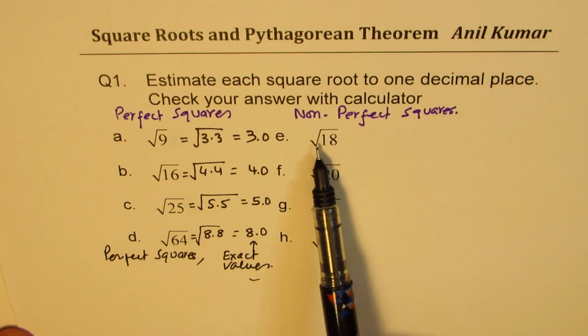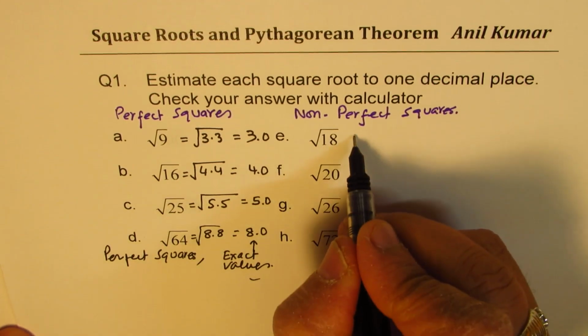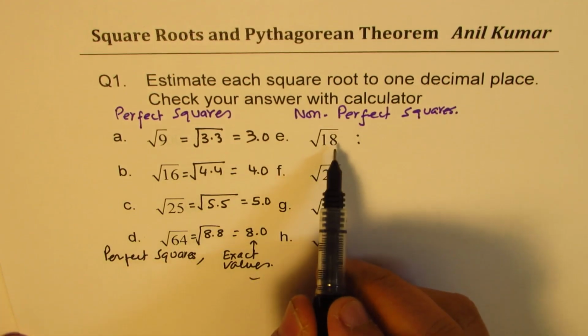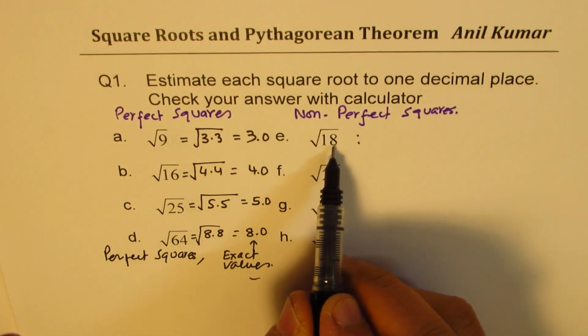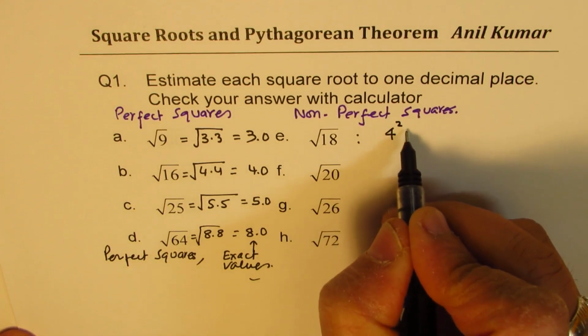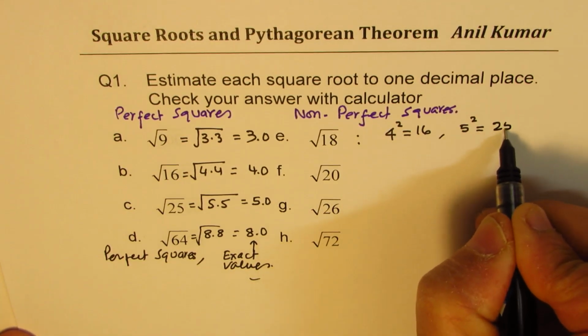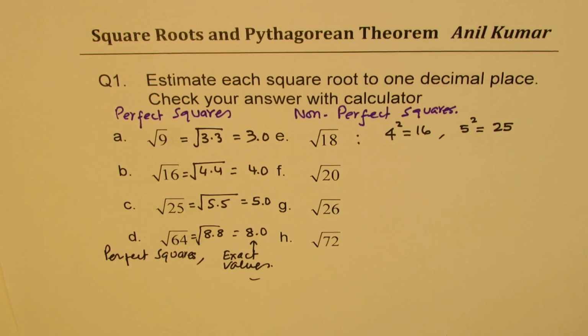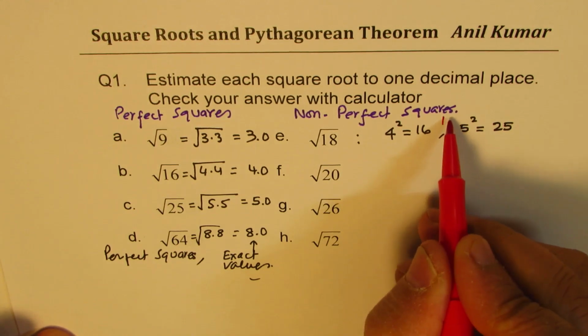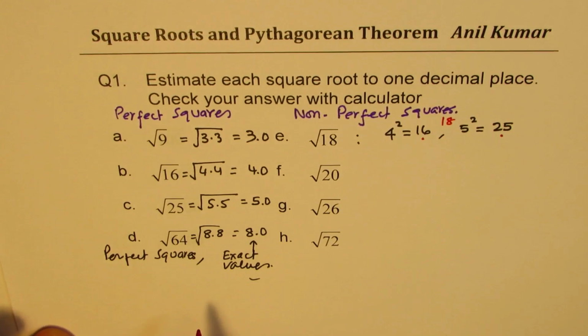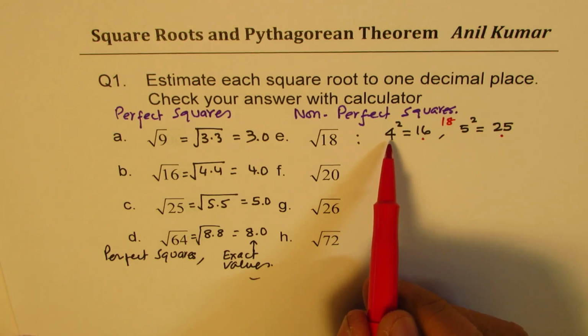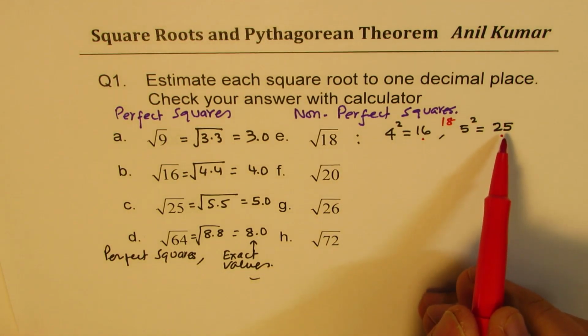Now square root of 18. How do I calculate square root of 18? Here we need to estimate. The perfect squares close to 18: we know 4 square is 16, and we also know 5 square is 25, correct? So 18 is somewhere in between 16 and 25.